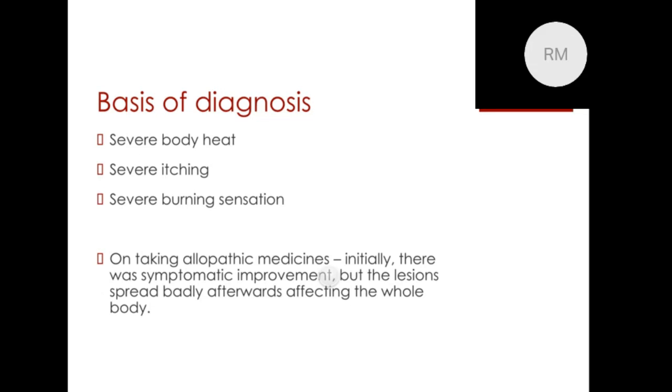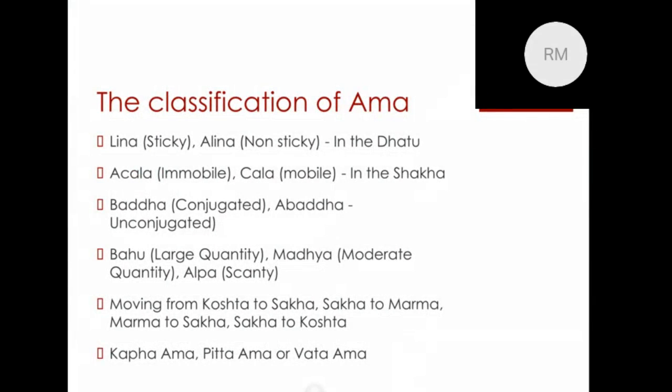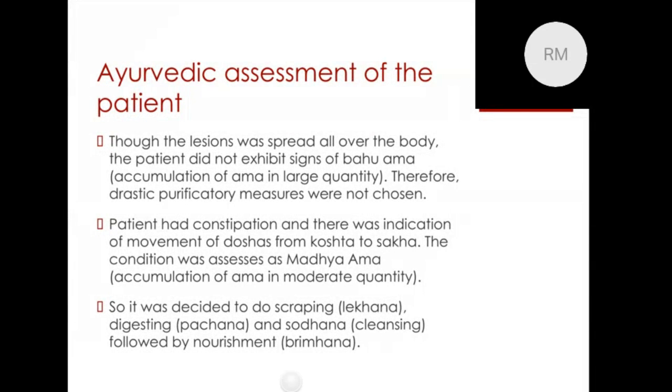Let us look at the classification of ama again: whether the ama is alina, whether it's more mobile, whether it's in large or moderate quantity, whether it's moving from the inner zone to the outer zone, whether it is kapha, pitta or vata. I'm not repeating all this because we have been discussing it from the beginning of the class. So we looked at the ama and assessed it. Although the lesions were spread all over the body, the patient did not show signs of Bahu ama, which can be extremely severe and present as an acute condition.